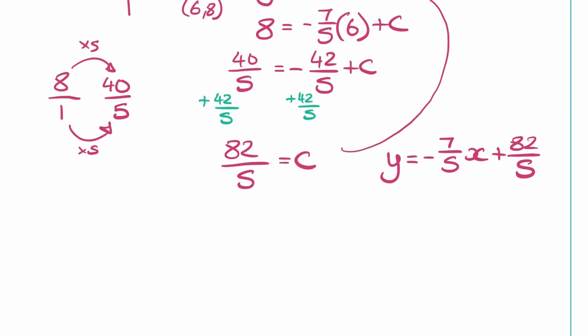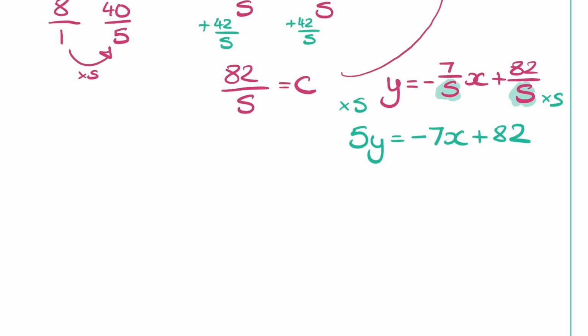First we need to get rid of the fractions. They both have a denominator of 5, which does make it much easier for us to do. We just need to times everything by 5, left and right there. So that would give us 5y equals, and then just the 5's disappear essentially, so minus 7x plus 82. Now we just need everything on the left-hand side, so we're going to add 7x to the left, minus 82.